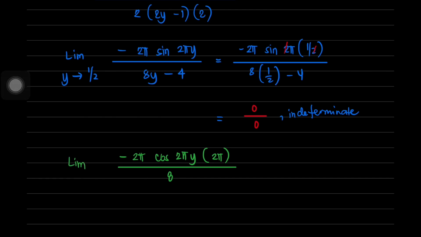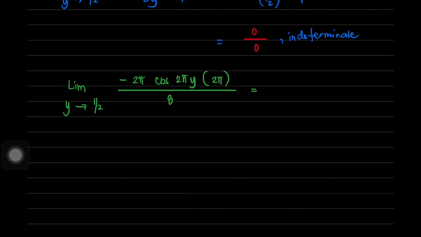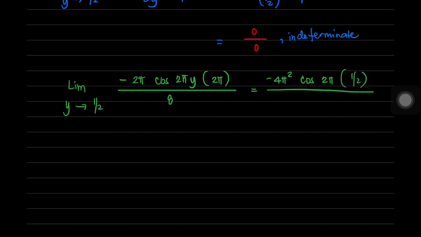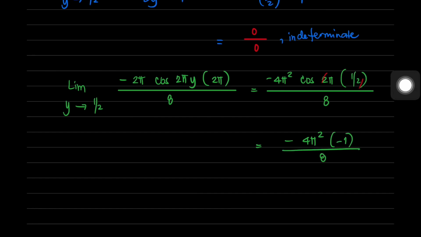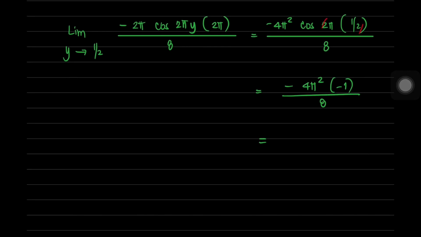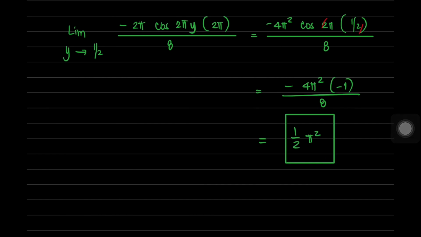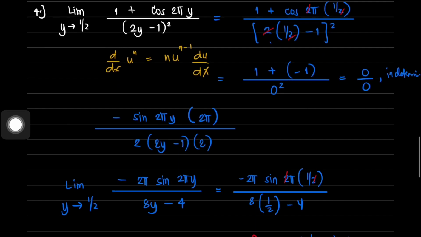Now, getting the limit of this expression as y approaches 1/2, this is now equal to negative 2 pi multiplied by 2 pi, so that is negative 4 pi squared, multiplied by cosine of 2 pi multiplied by 1/2, all over 8. Now, 2 will cancel out here, so this is now equal to negative 4 pi squared, cosine of pi is equal to negative 1, all over 8. If we simplify this, 4 over 8 is equal to 1/2. So this is basically 1/2 pi squared. So this is now the limit of the given expression as y approaches 1/2.